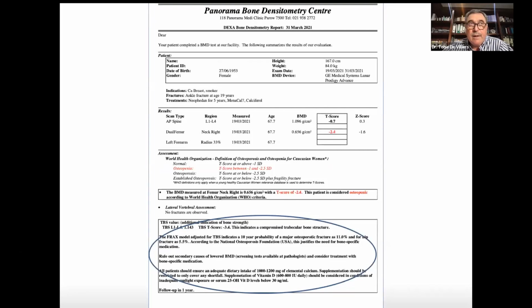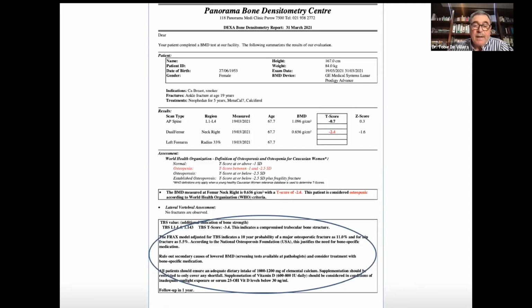There are many secondary causes, such as, for instance, celiac disease or primary hyperparathyroidism, corticoid use, etc. And you first have to fix those problems before you go on to either a bisphosphonate or whatever you want to use further.